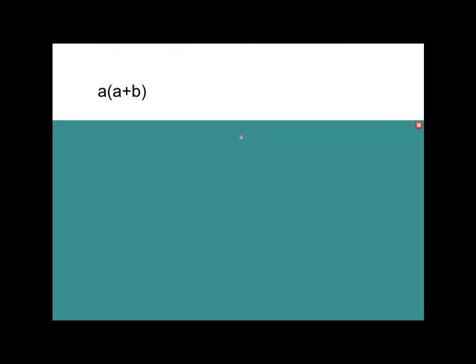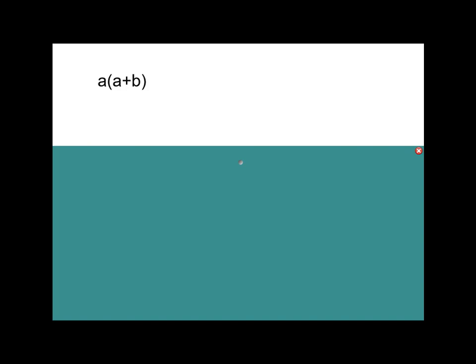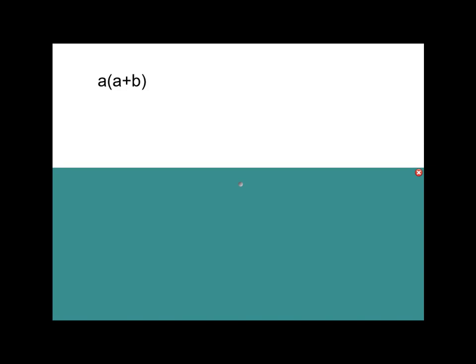For my next example, I have a times a plus b. I'm going to multiply the a times the a. So using my exponent rules, I know that's going to be a squared. And then I'm going to multiply the a times the b, and that's going to give me a times b, which is ab.